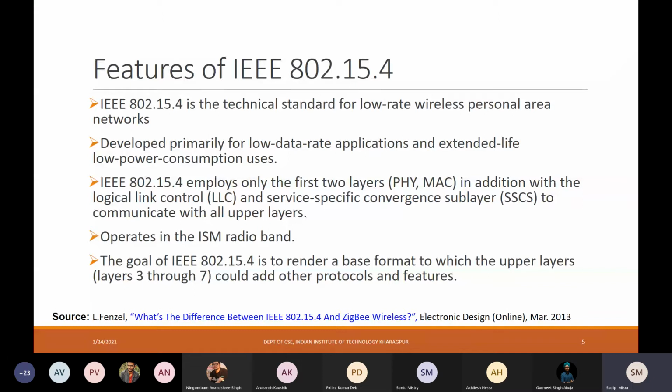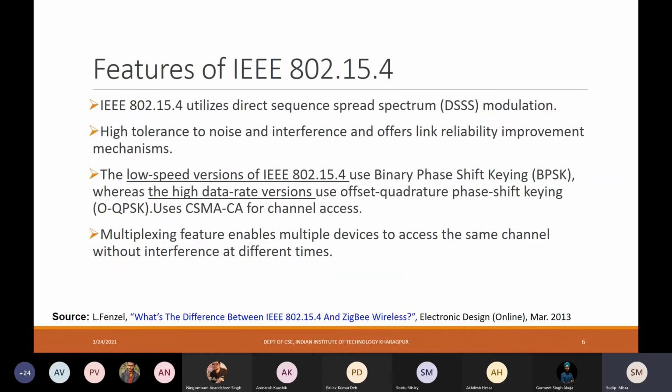802.15.4 uses the ISM radio band for communication, and it offers the specifications for how the physical and MAC layers are going to operate and communicate with the layers above, that means layer 3 through layer 7. It utilizes direct sequence spread spectrum modulation, which I think you must already be aware of. It's a modulation technique, and there is another modulation technique, what is the other one?